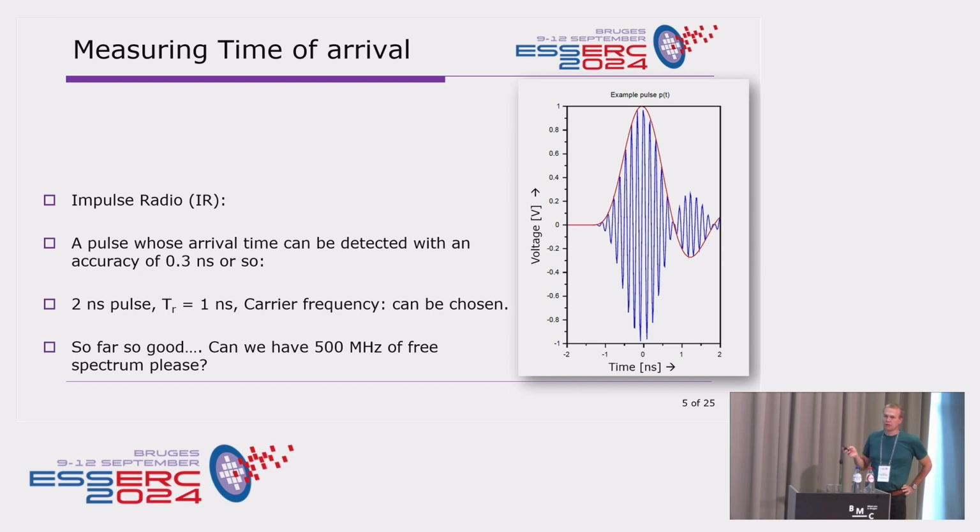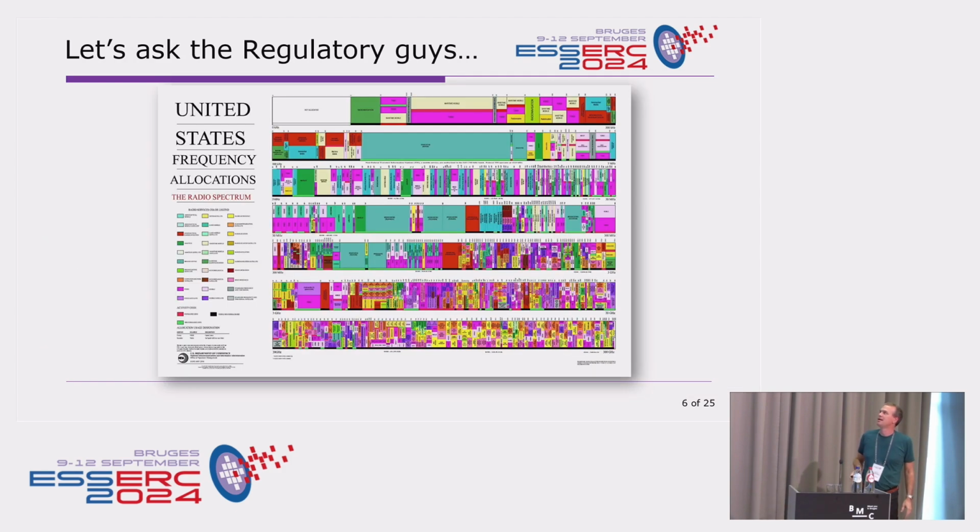So we go to the regulatory guys and we say, give us 500 megahertz of free spectrum, please, because we want to do indoor positioning and ranging. And here's your electromagnetic spectrum, all the way from DC up to 300 gigahertz. And the answer is no. Because it's completely full, of course. And all sorts of useful applications are making use of this spectrum.